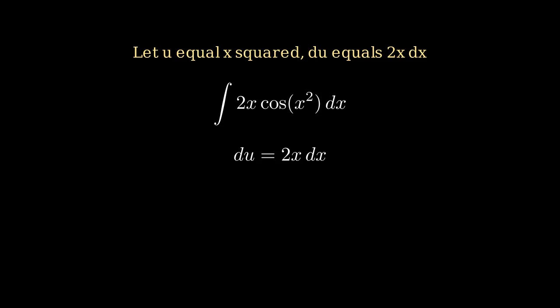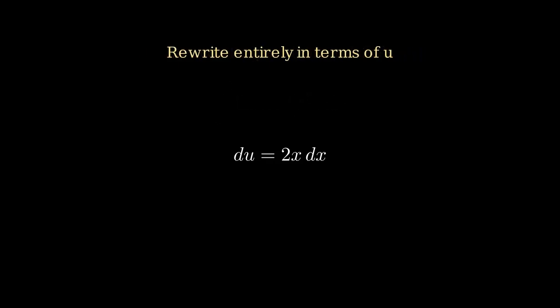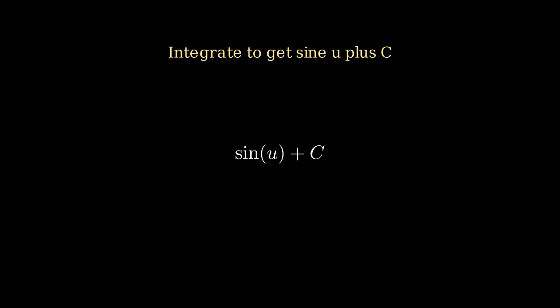Now we rewrite the entire integral in terms of u. The 2x dx becomes du, and x squared becomes u, so the integral becomes simply the integral of cosine of u du. Integrating, we get sine of u plus a constant. This is a standard integral, so this step is quick.